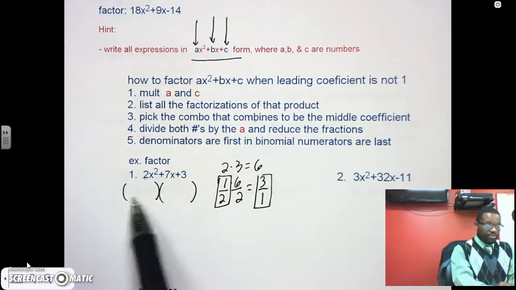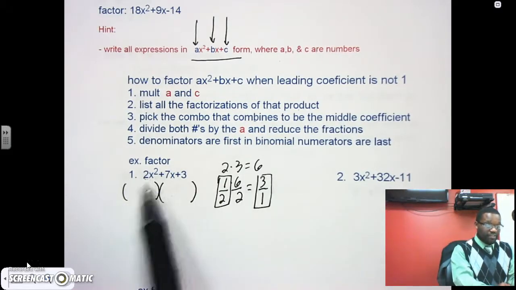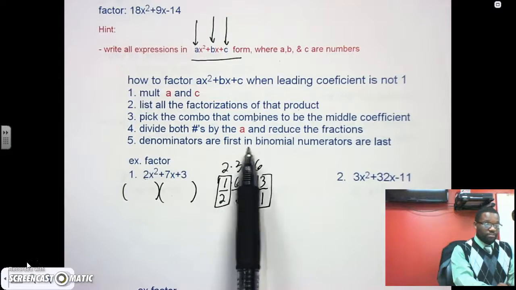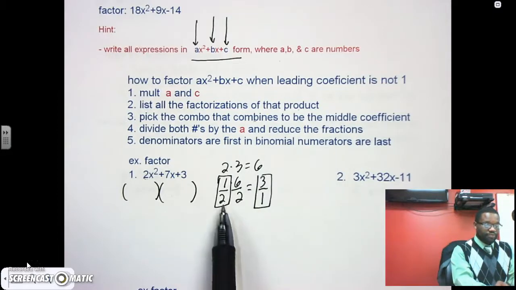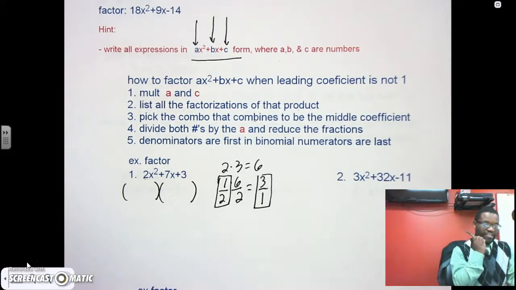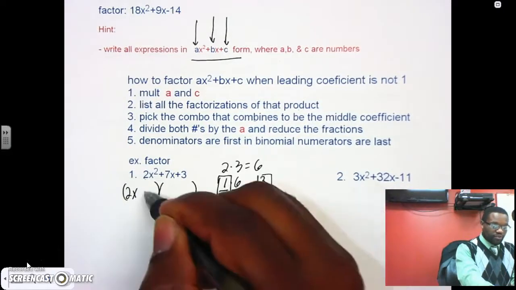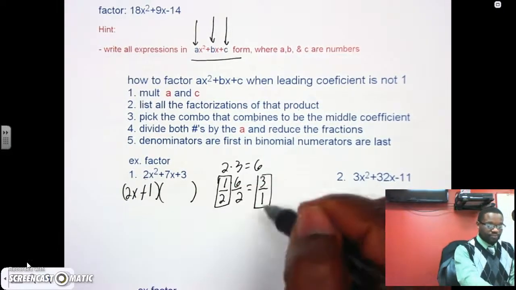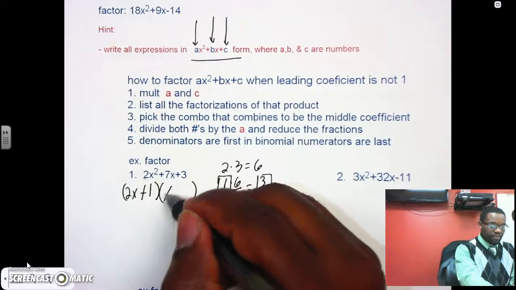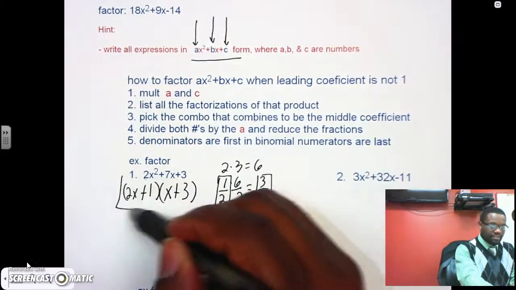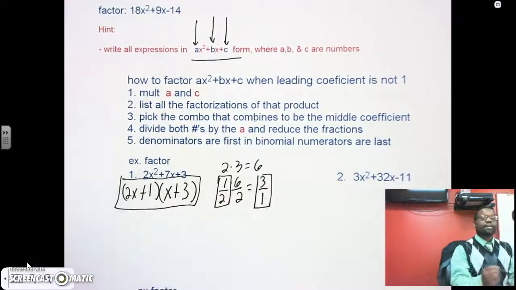Remember, the first numbers in each one of these have to have an x or a variable in it because that's what gives you that x squared. The denominators in step 5 are the first in the binomials and the numerators are last. Each one of these fractions turns out to be a binomial. The denominator goes up front with the variable, 2x. The numerator goes last. It's positive, so it's plus 1. The denominator goes up front, x. The numerator goes last. Since it's positive, it's plus 3. This works every time if they factor.